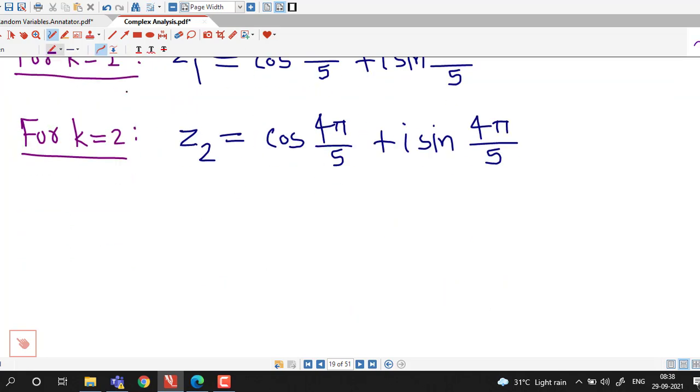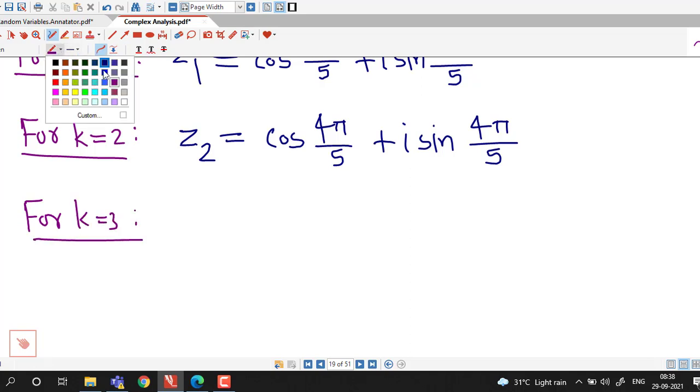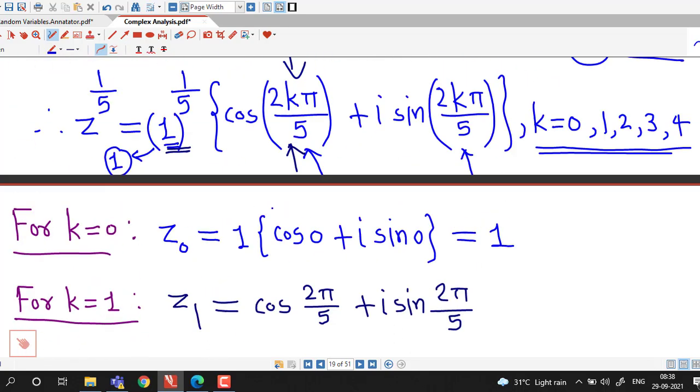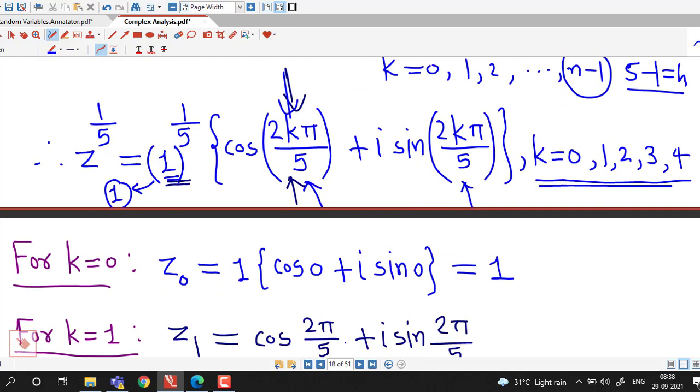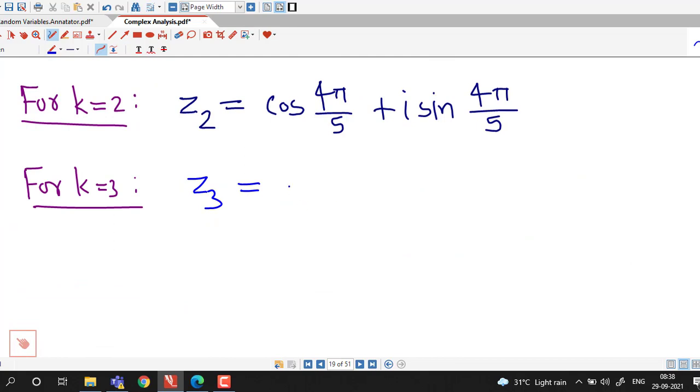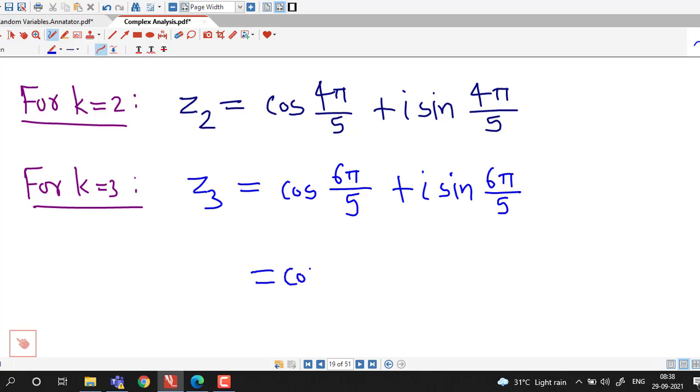Now we calculate the root corresponding to k equal to 3. So we substitute k equal to 3 and we obtain z3. If we put k equal to 3, here the angle will be 2 into 3, that is 6 pi divided by 5. So we have cos 6 pi divided by 5 plus i sin 6 pi divided by 5, and we can rewrite this angle.